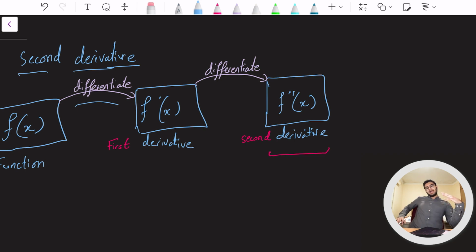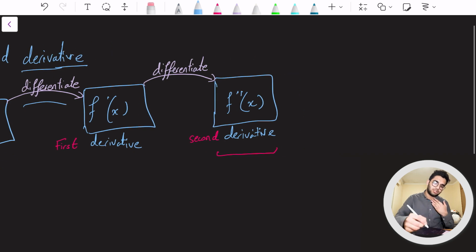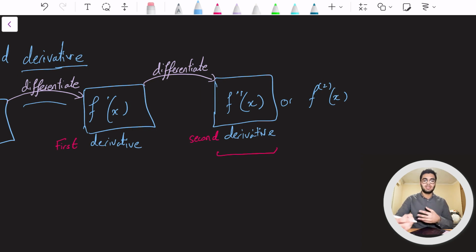But as you do more and more derivatives, although in practice you'll see you rarely ever use more than the second derivative, if you keep going to the fourth or fifth derivative, it gets very impractical to go dash dash dash dash. So instead, there's a shorthand way of writing it: you write f of x, and in brackets, you write what derivative it is. So for the second derivative, you write the 2. If it's a 3 there, it is the third derivative.